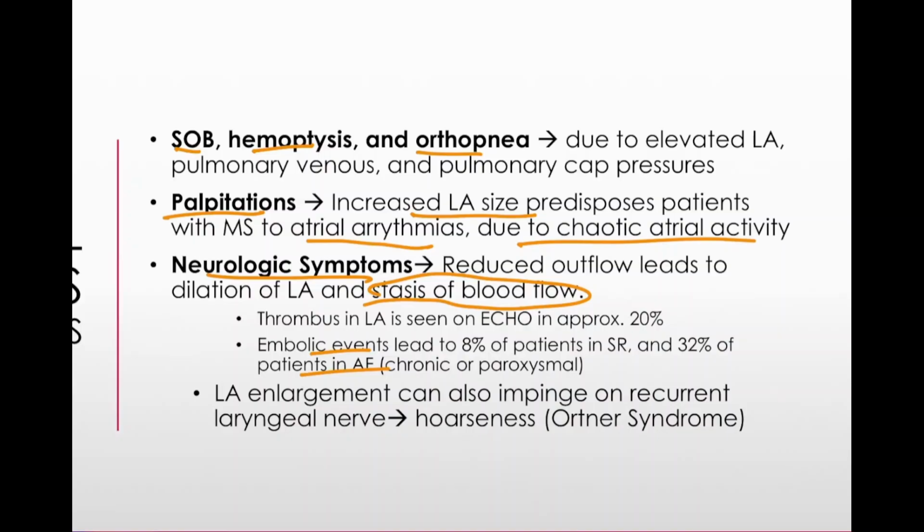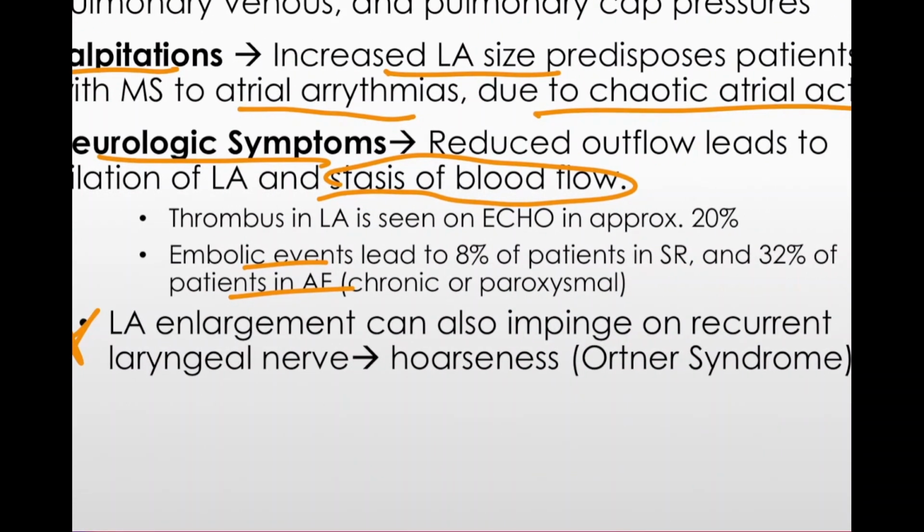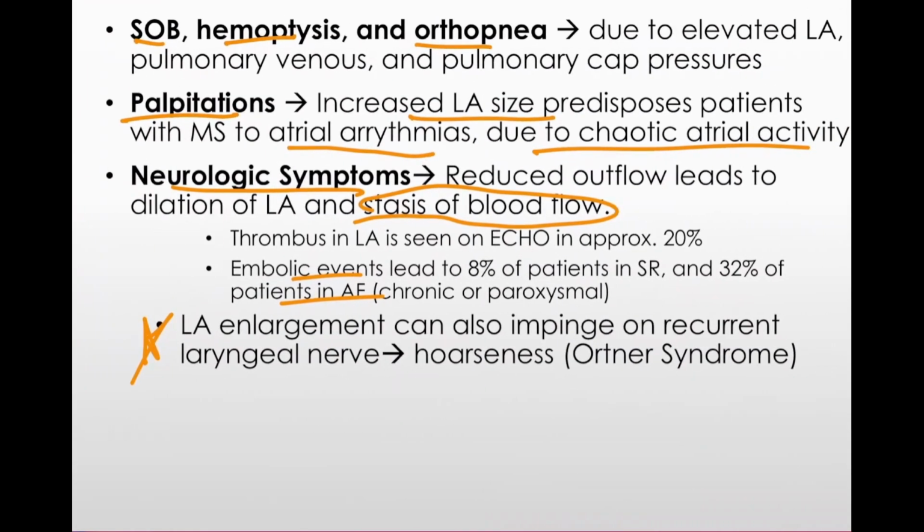Now, here's the last little important part. Left atrial enlargement can also impinge the left recurrent laryngeal nerve. It's right on top of that atrium. When that atrium gets bigger, it's going to pinch that left recurrent laryngeal nerve, and they get a hoarse voice. It's called Ortner's syndrome. Compression of the left recurrent laryngeal nerve due to left atrial hypertrophy.